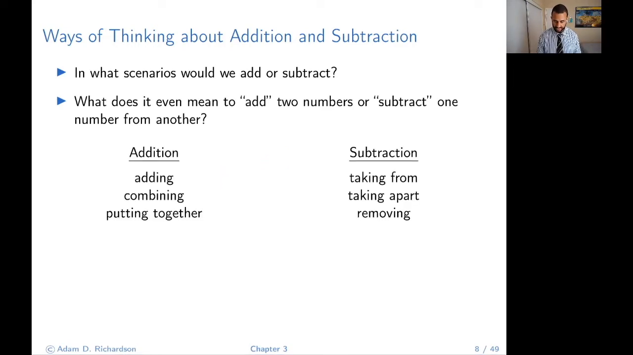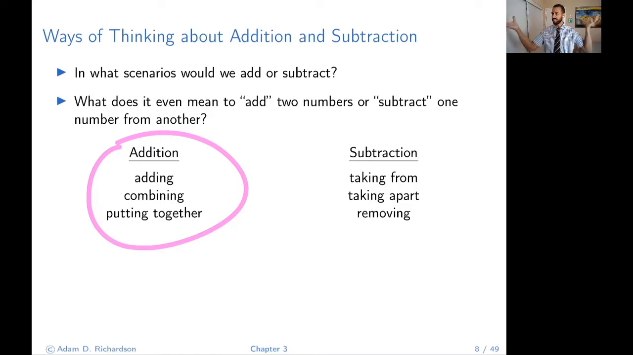So here are the key ideas. Addition is just adding, combining, or putting together. And you'll see me do this type of thing a lot. This is the act of addition. Addition is taking two quantities and bringing them together. Notice that I start with two separate quantities and bring them together.